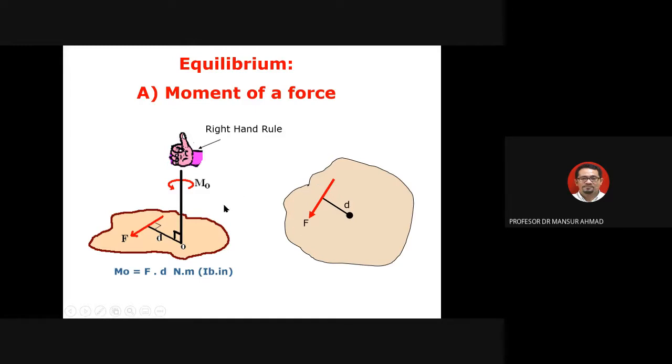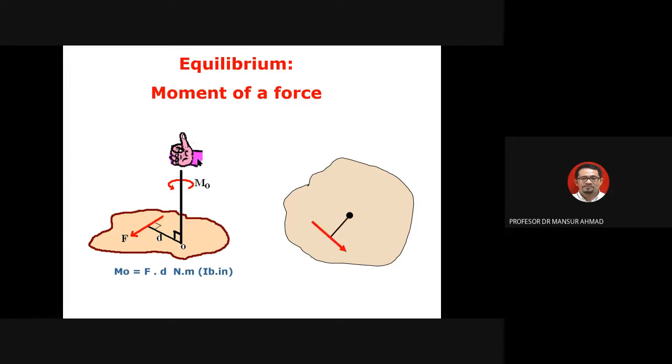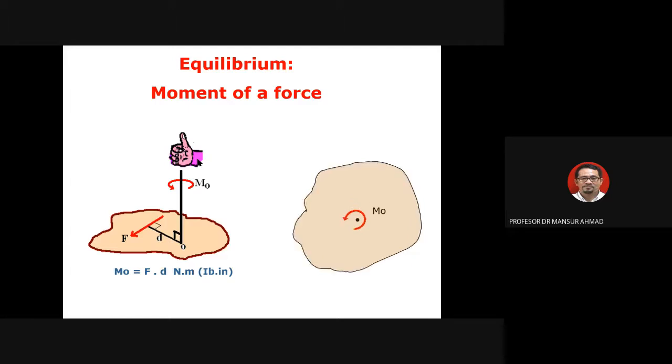So this is F. This is the distance from this point up to this point, dari titik ini ke titik ini, D. Okay, so we need to agree that this is the direction of movement that we use in this class. I'm showing you again the direction.